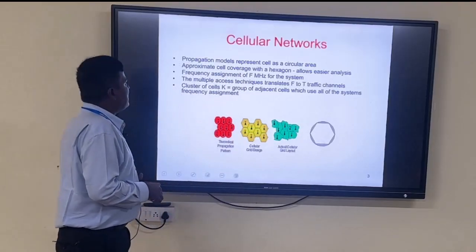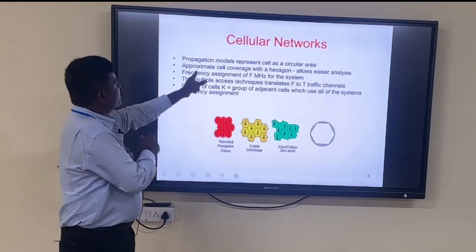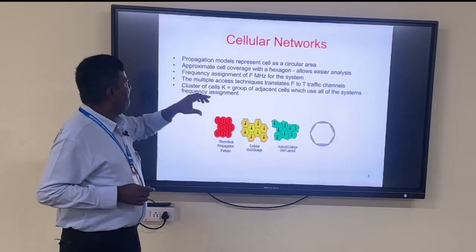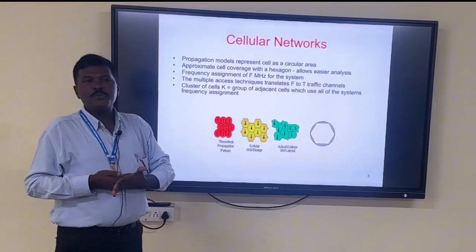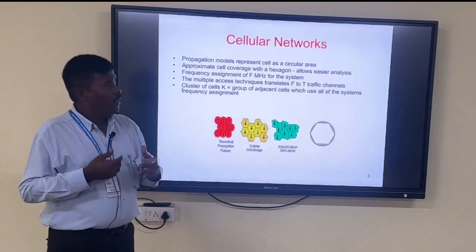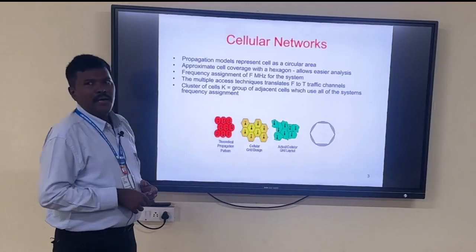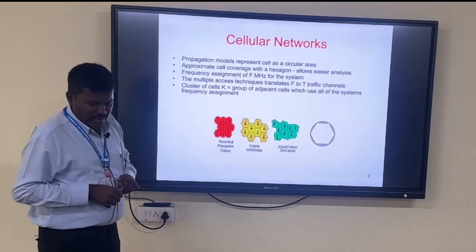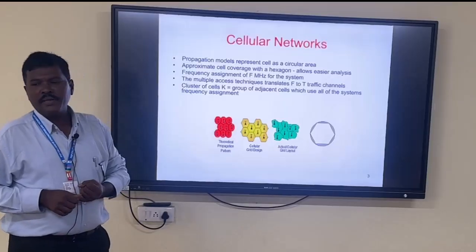So the propagation model represents, as I told you, a circular area only. If you want to approximate the cell coverage area, we chose the hexagon size, and it allows us to do the analysis very easily. The next is the frequency assignment.